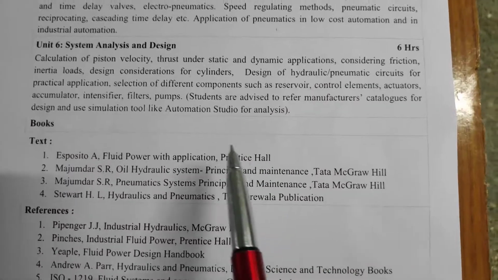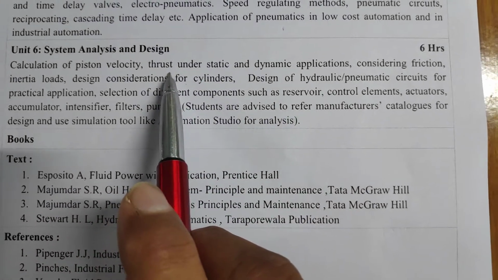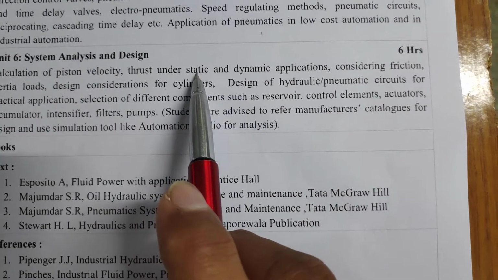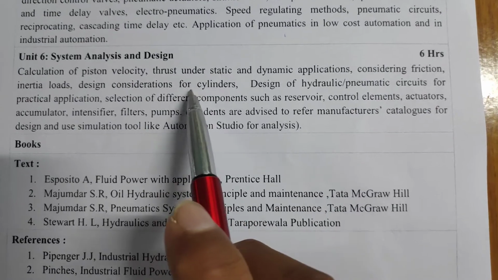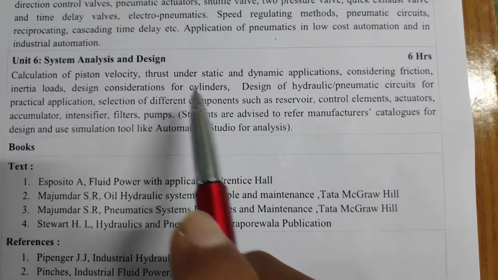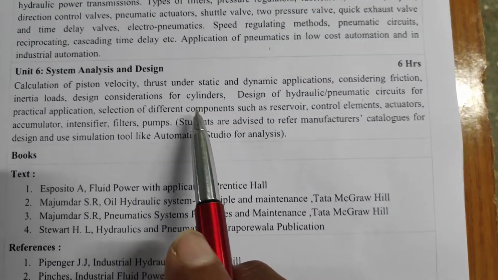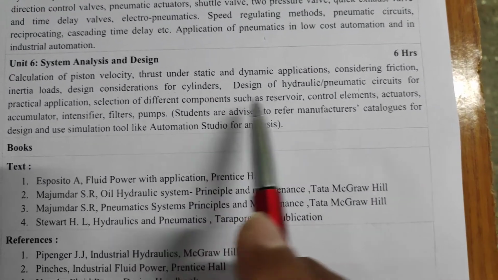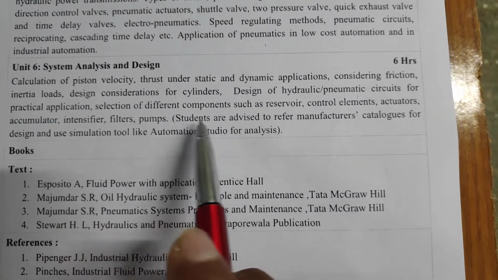Then unit number 6 has system analysis and design: calculation of piston velocity, thrust under static and dynamic applications, consideration of friction, inertia loads, design consideration for the cylinder, design of hydraulic and pneumatic circuits for practical applications, selection of different components such as reservoir, control element, actuator, accumulator, intensifier, filter, pumps.